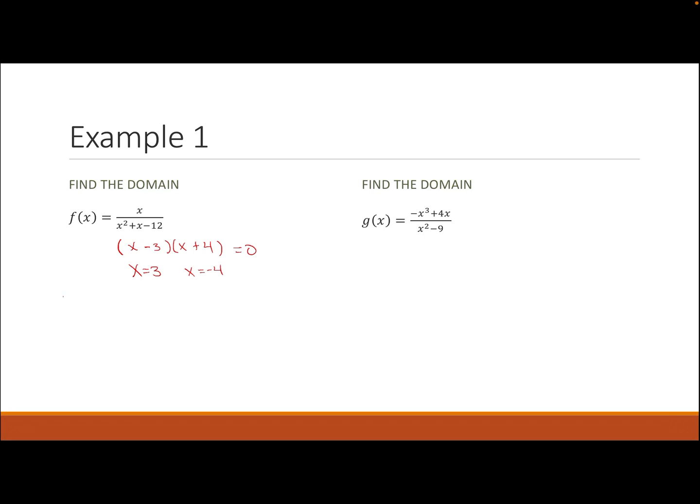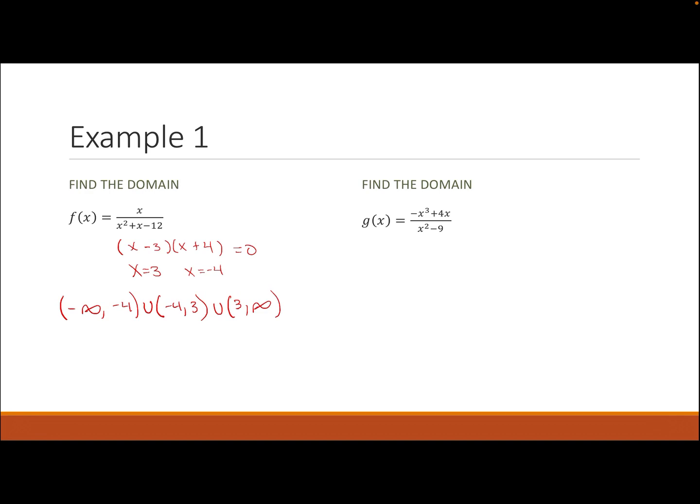In interval notation, we would have negative infinity to negative 4, union negative 4 to 3, union 3 to infinity. So we just take out each one of those values and go from negative infinity to infinity with the breakpoints.